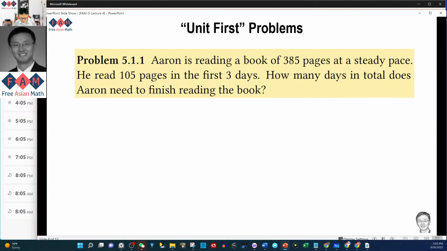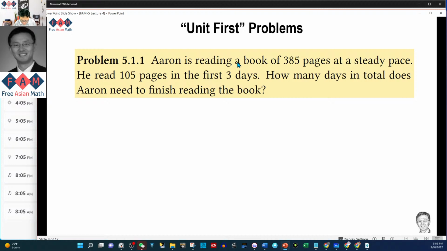Okay, so first you want to focus on what the question is about. The question is that how many days in total does Aaron need to finish reading the book? What do you have? You already know the total number of pages, right? You know the book is 385 pages. And now you are asked to tell how many days in total does Aaron need to finish reading the book?